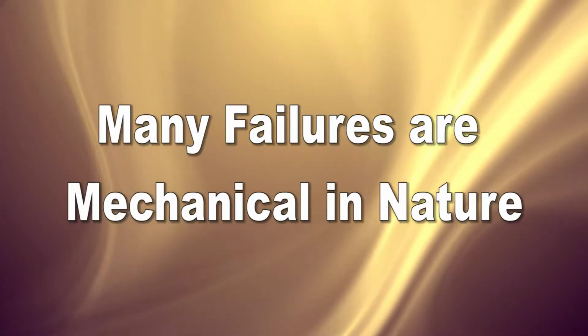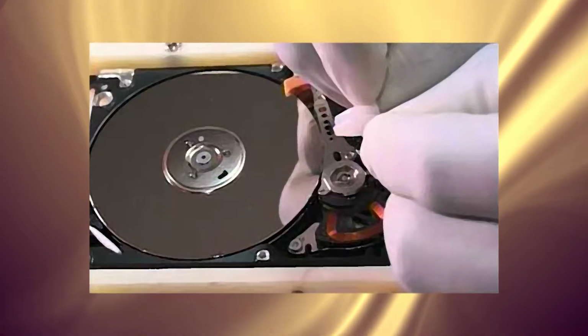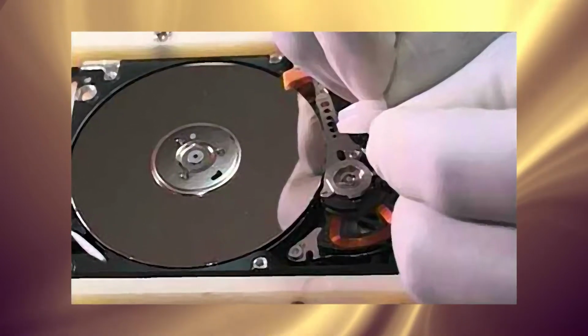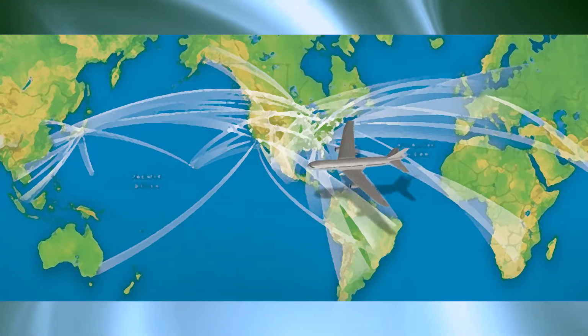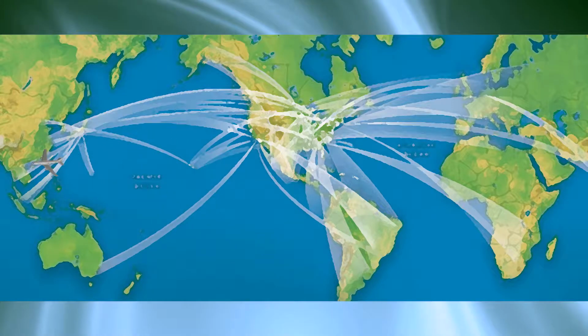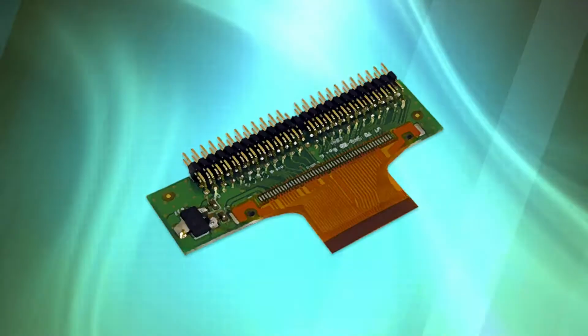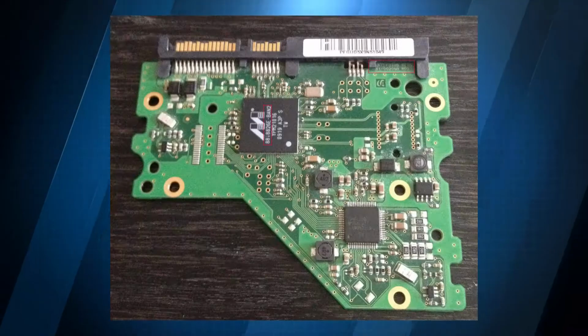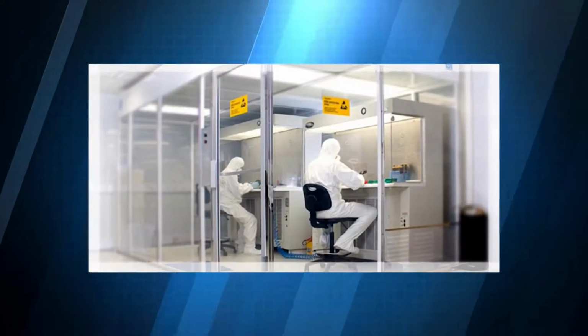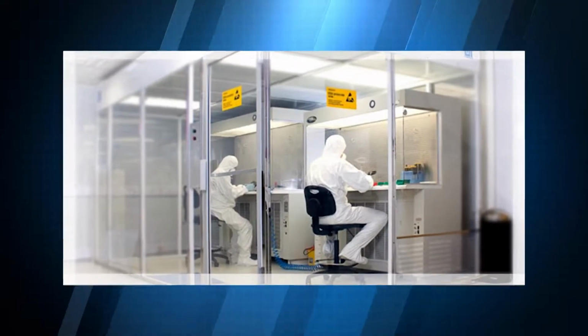Many failures are mechanical in nature, and that means recovering data is impossible until the drive has been physically repaired. When a drive has failed mechanically, the first step is to source out parts. Once the parts are obtained, repair begins. Adapters, read and write heads, and other components that have stopped functioning are replaced inside our cleanroom, which keeps dust and other foreign objects out of the open drive.